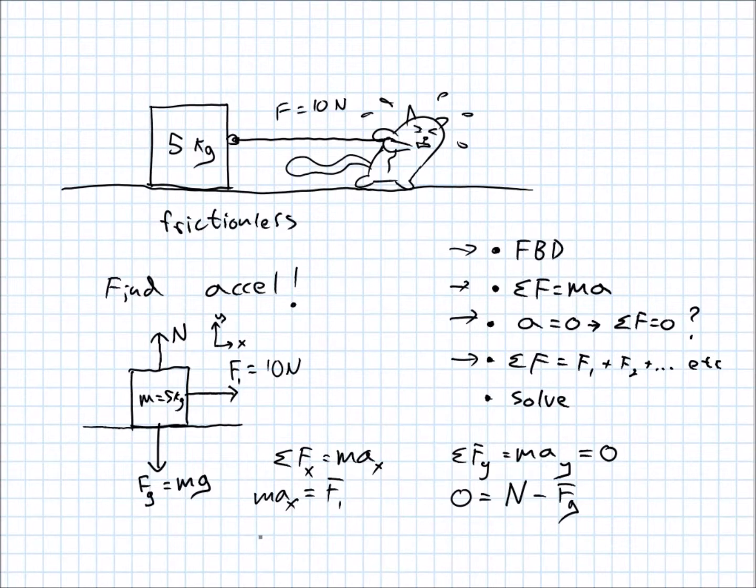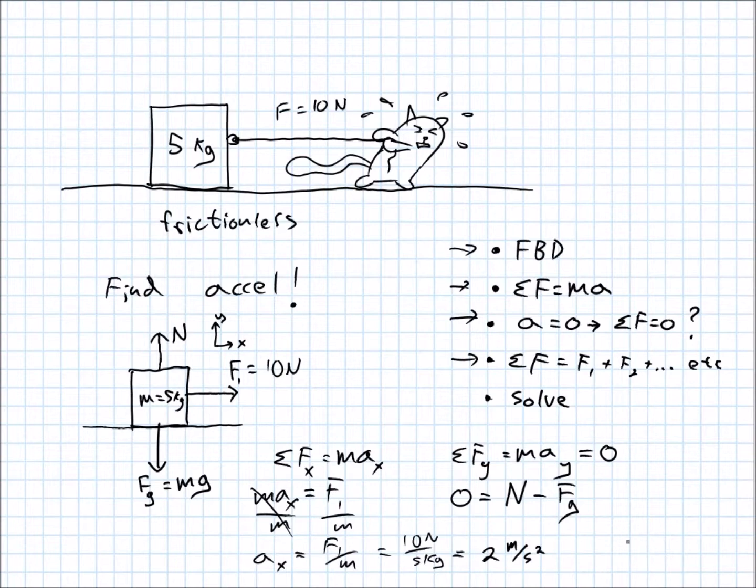So, well, we just need to divide over m, like so. And we get that ax is equal to F1 over m, which in this case would be 10 over 5. That's 10 newtons over 5 kilograms, which makes 2 meters per second squared.